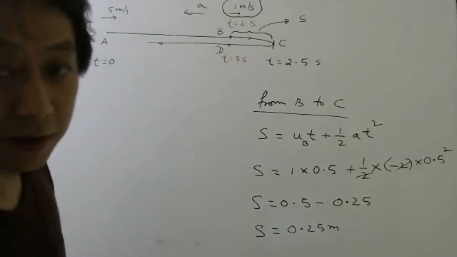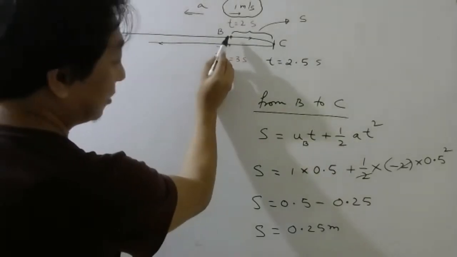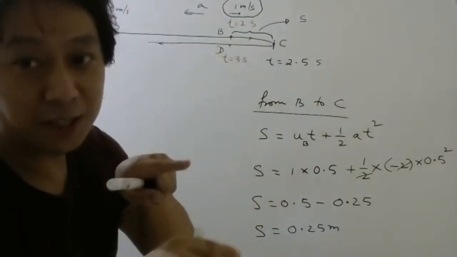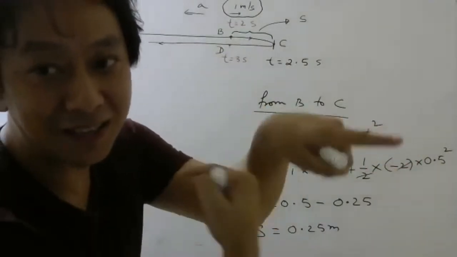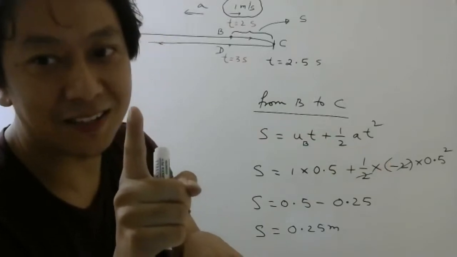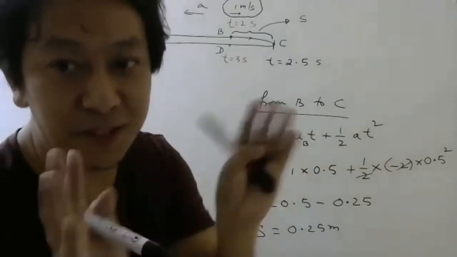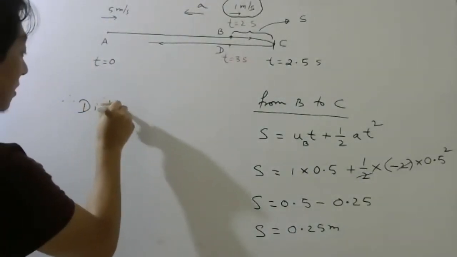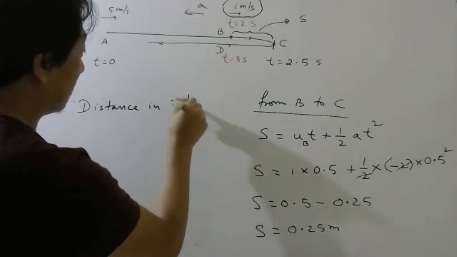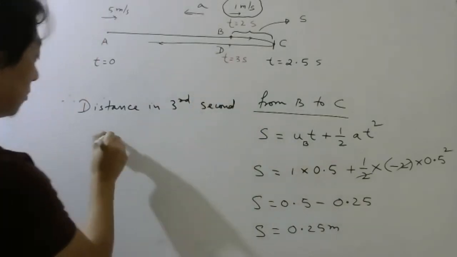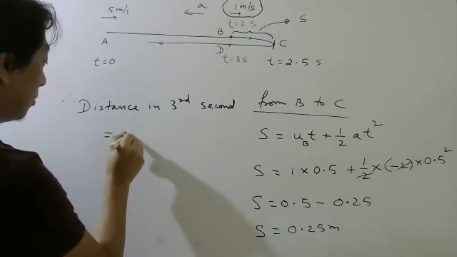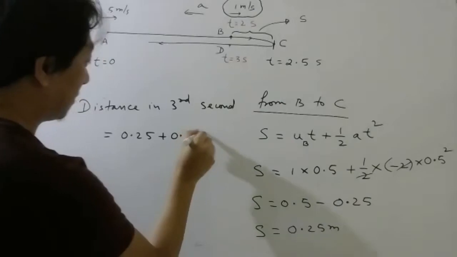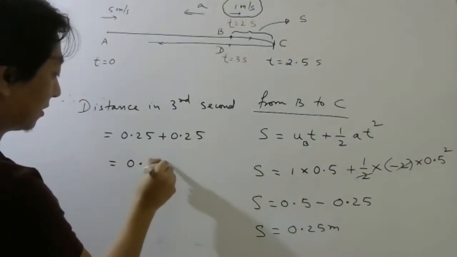Therefore, if they ask displacement, then this is 0.25. This will be also 0.25 this side. So one is plus 0.25, one is minus 0.25. Displacement, if they ask, is a vector quantity. Total displacement will be 0, but they asked distance. So distance in the third second will be from here to here 0.25, from here to here 0.25. That will be 0.5 meters.